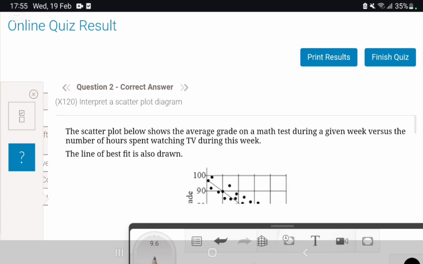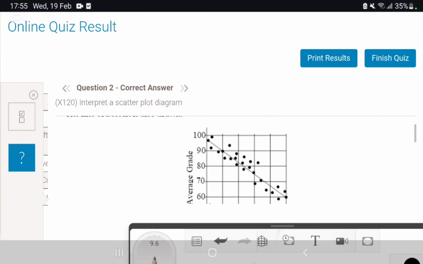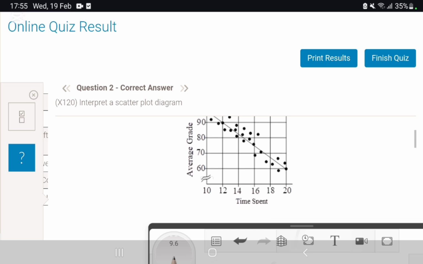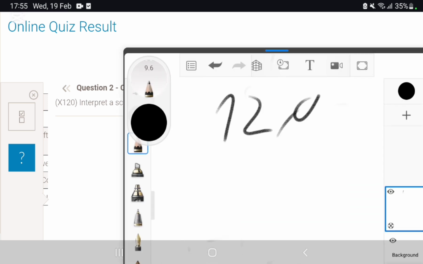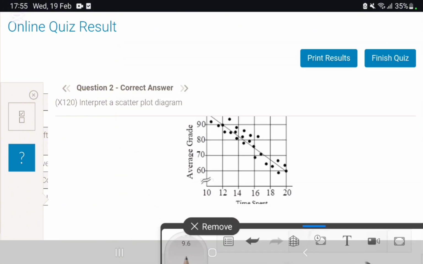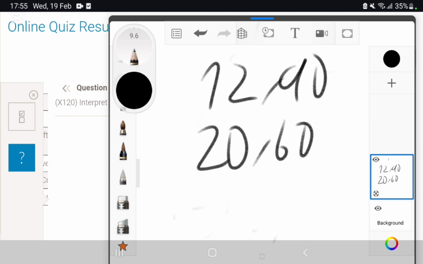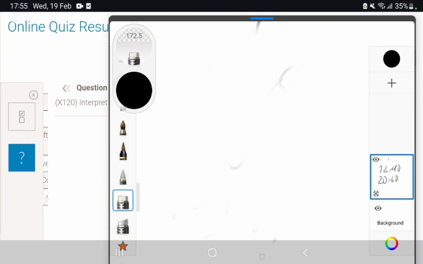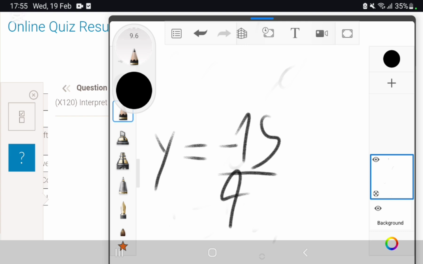Okay, so first of all, to find the line of the best fit, we need the slope. To find the slope, we need 2 points. We're going to take (12, 90) and (20, 60). After simplifying, the slope is negative 15 over 4. Y equals negative 15 over 4 x plus b.